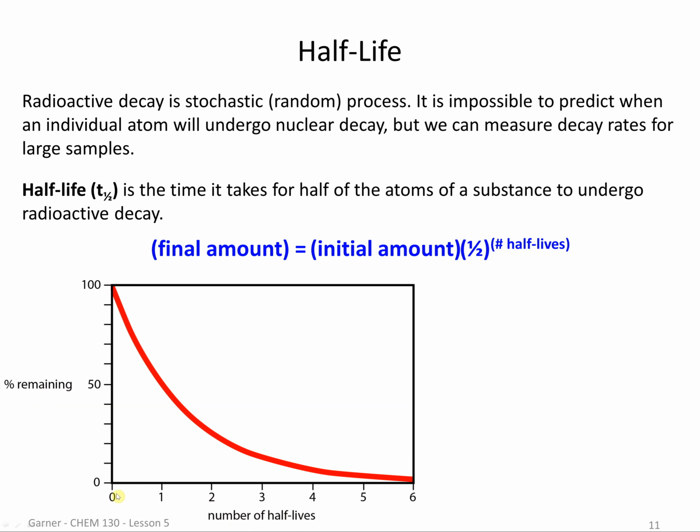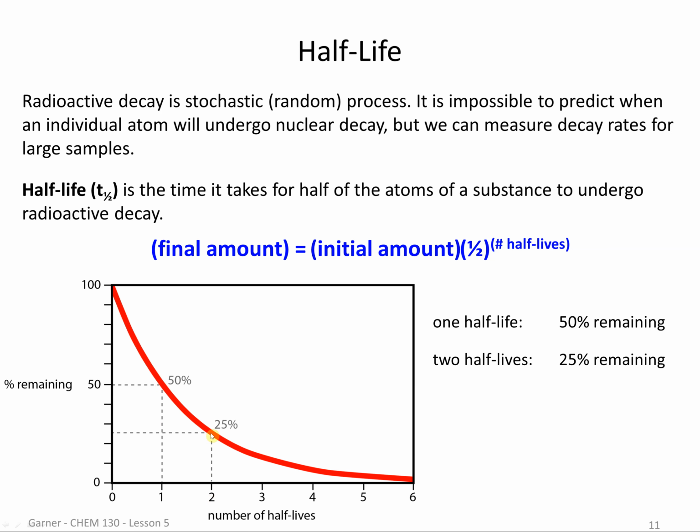So of course at time 0, you start out with 100% of the material, however much you started with. After one half-life has passed, only half of the material will remain, so 50% will remain. After another half-life has passed, after two half-lives have passed, half of that 50% will remain. So in other words, 25% in total will remain after two half-lives have passed.